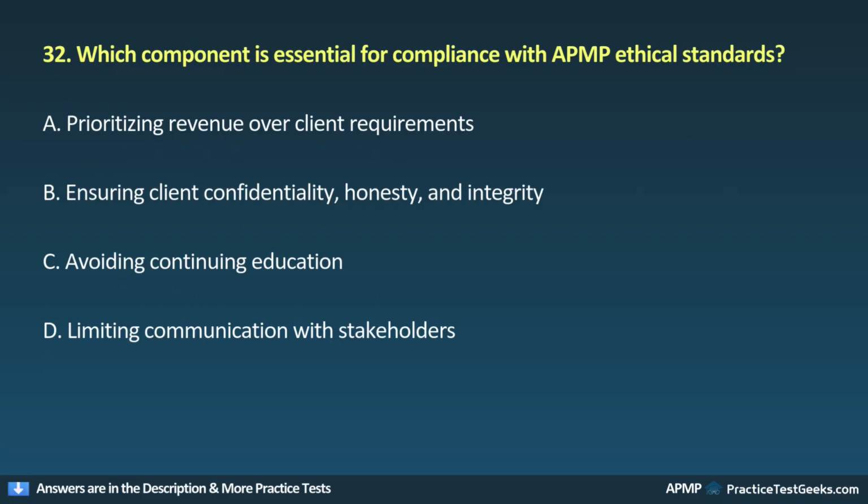32. Which component is essential for compliance with APMP ethical standards? A. Prioritizing revenue over client requirements. B. Ensuring client confidentiality, honesty, and integrity. C. Avoiding continuing education. D. Limiting communication with stakeholders.